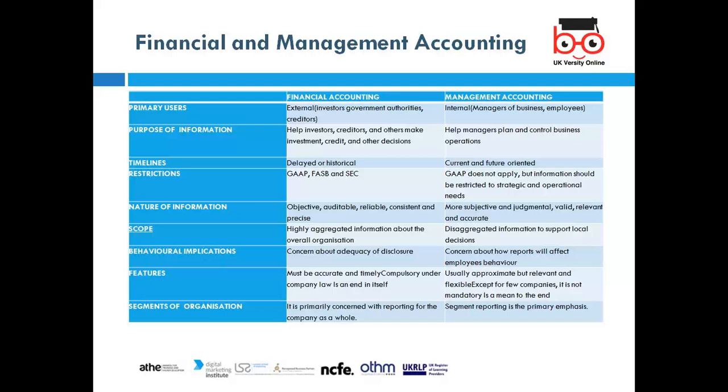Normally financial accounting is based on historical cost. Historical cost means, when I bought a property in the 1990s, whatever the cost of the property was at that time, I record it at that cost. But management accounting looks at current and future values: what is the value today and what will it be in the future, so I need to record it.